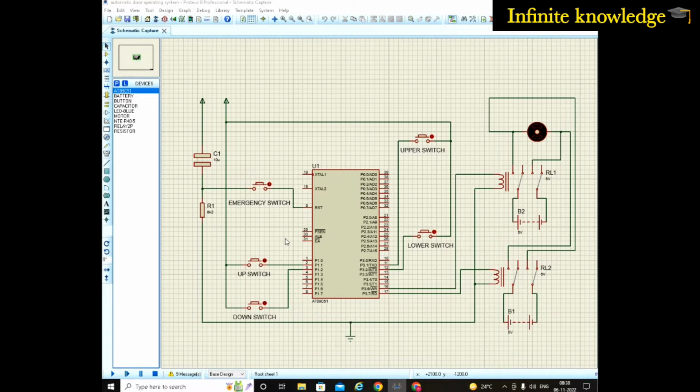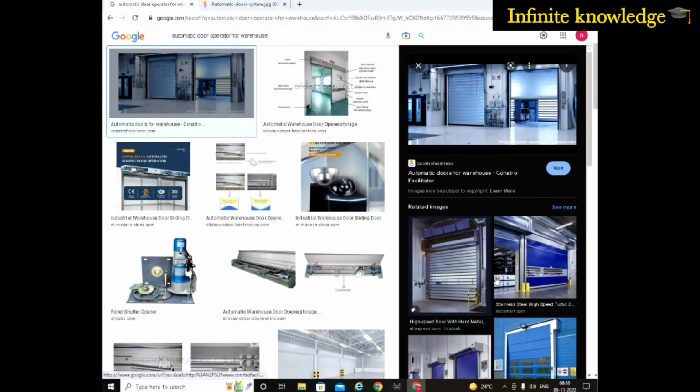So what is actually happening in the circuitry? This is an automatic door operating system that is actually used in warehouses and industry. It is a shutter, and there is one control panel.